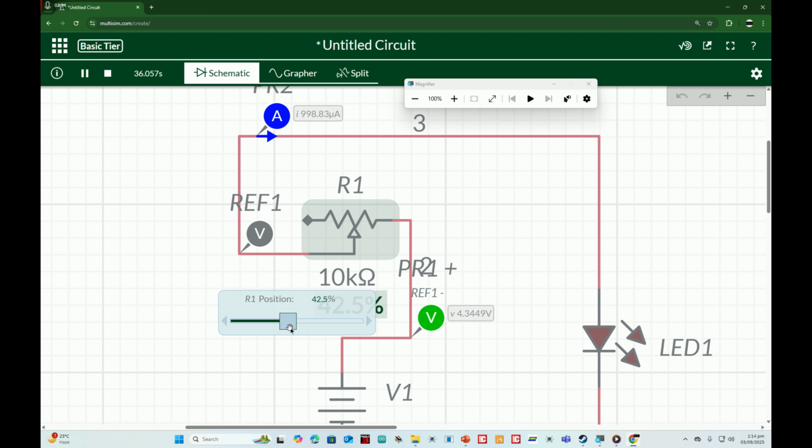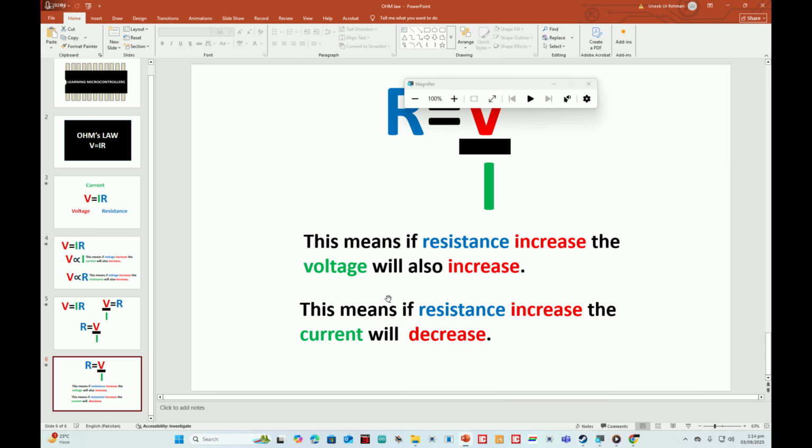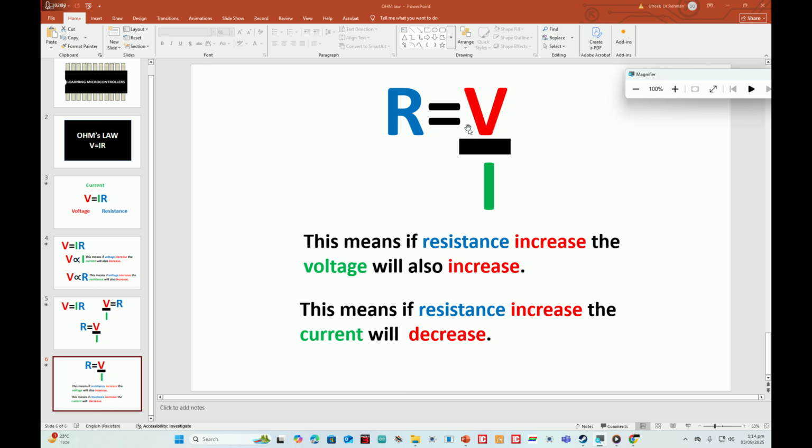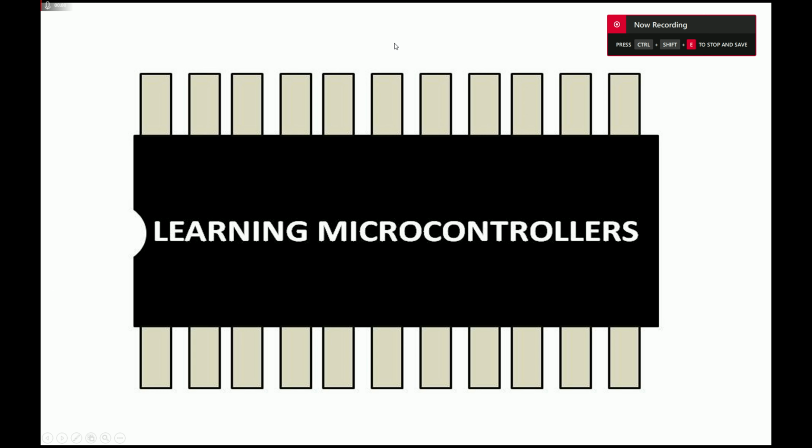If I decrease the resistance, see, the opposite happens. If I increase it, see, the voltage is increasing and the current is decreasing. So this verifies this equation, that is R is equal to V over I. If resistance increases, the voltage increases and the current decreases, and this in turn verifies Ohm's law that our circuit is following.